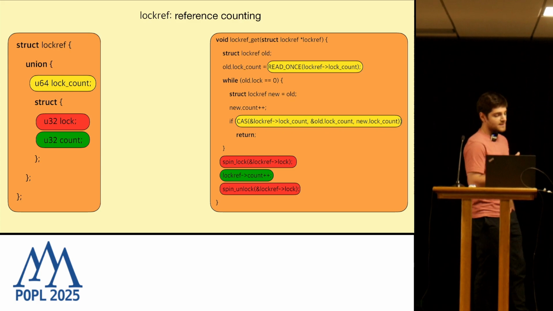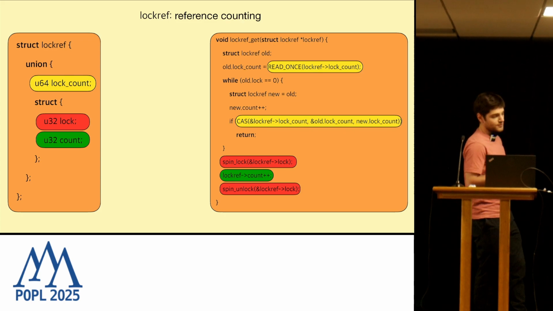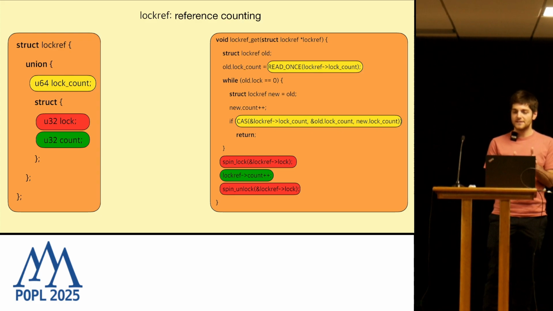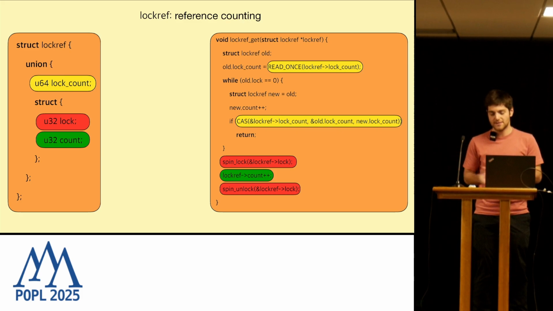On the left, you can see the data structure. It's pretty much a union of two things. It's either an 8-byte variable, 64 bits of a lock count, along with a structure of two variables of 4 bytes, a lock and a count. For anyone who doesn't know, a union is the same data that you can see in two different ways, either 8 bytes or 2 times 4 bytes.